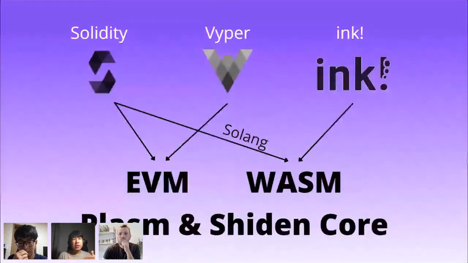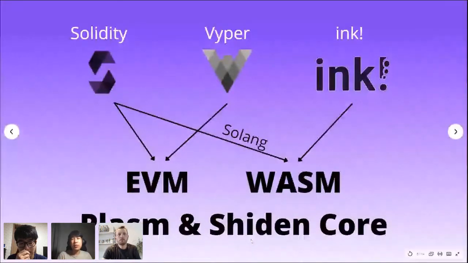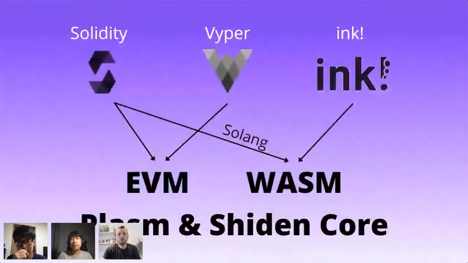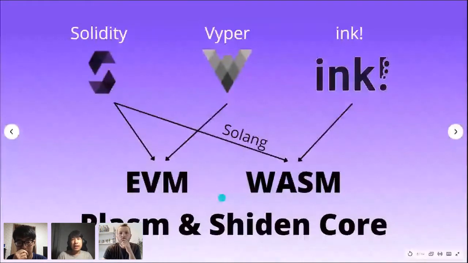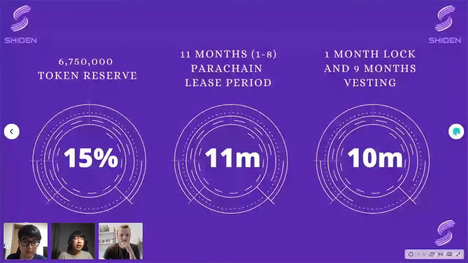So the more options the developer has, the better for the ecosystem. So we are supporting multiple options for dApps developers. Cool. Lastly, I'm going to talk about the auction. This is the new information for the auction.